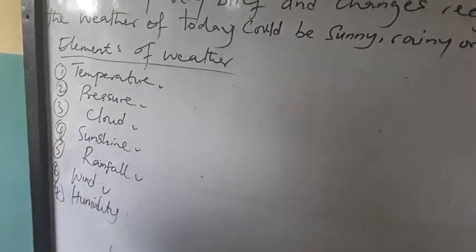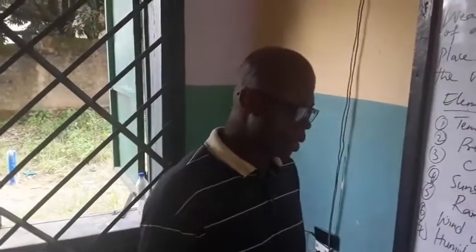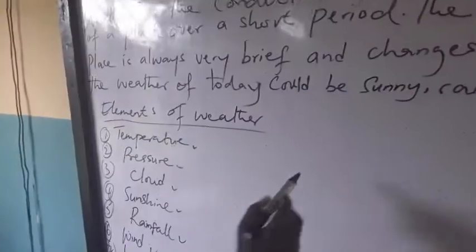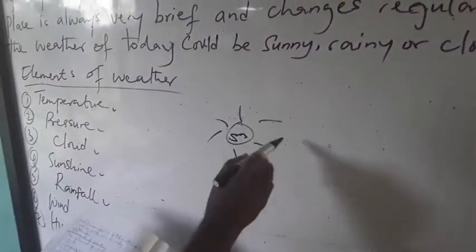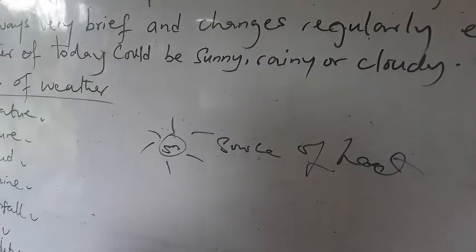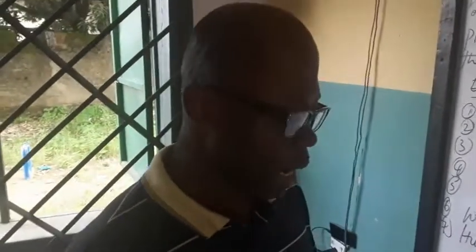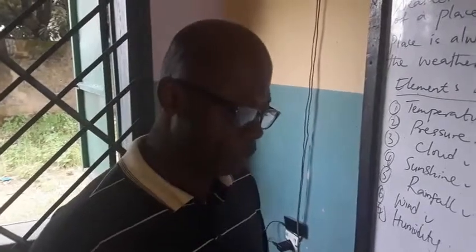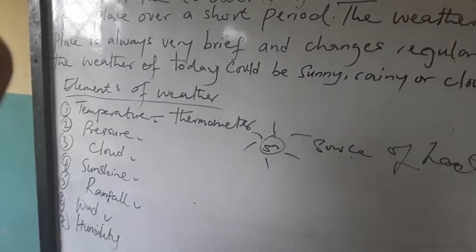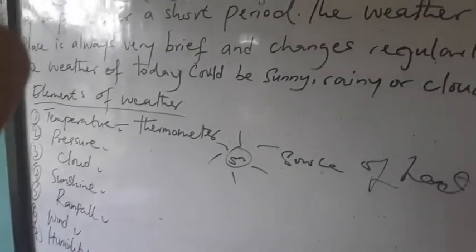Now, let's look at temperature as an element of weather. You can see that the heat within the air of a particular place is either hot or cold, and this varies from latitude to latitude. And we all know that it is the sun that is the source of the heat, and it is the heat that determines the temperature of a particular place. Of course, like I said, it varies from time to time. And this can easily be measured by an instrument known as the thermometer. We shall look at it later in the measurement of rainfall as well as temperature.